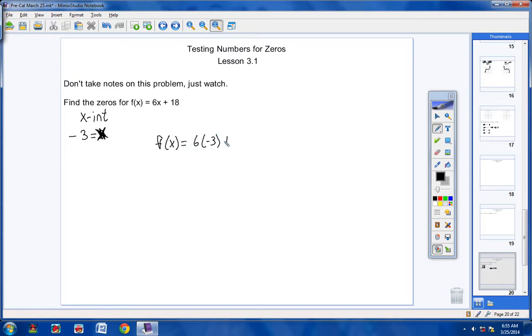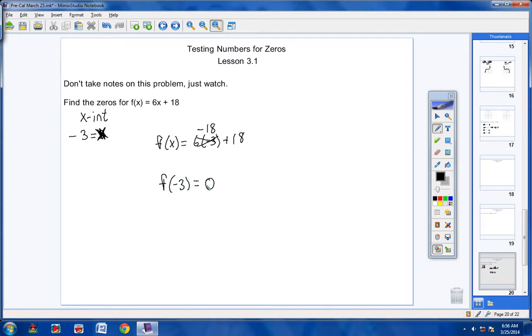And if you get out 0, then you know that negative 3 is one of your x-intercepts. Or in other words, you know negative 3 is one of your zeros. And now you're seeing why we call negative 3 a zero. It's because when you put negative 3 in, f of negative 3, what do we get out? Well, 6 times negative 3 is negative 18, and negative 18 plus 18 is 0. So what this expression means is when I put negative 3 in, I got out a 0.